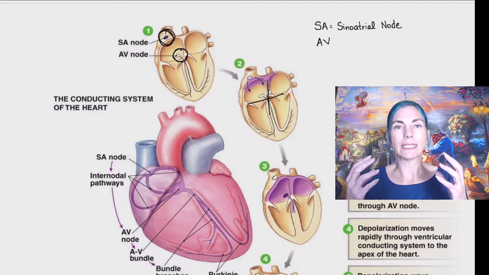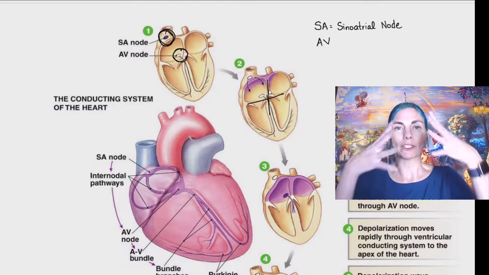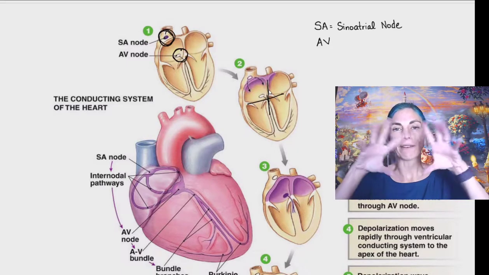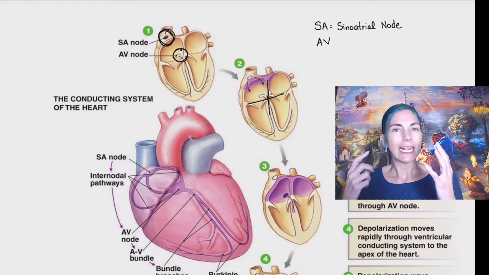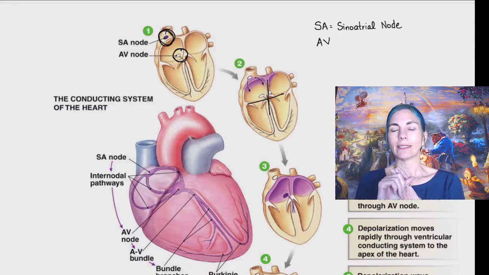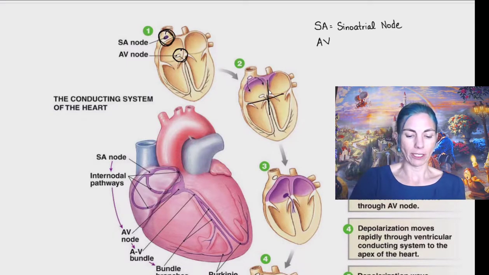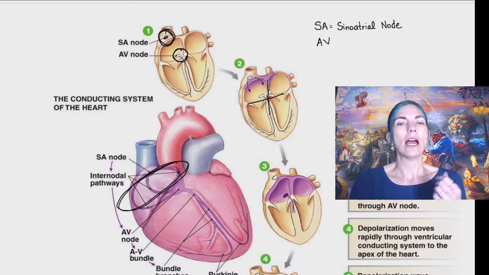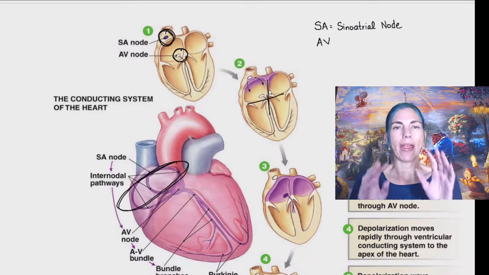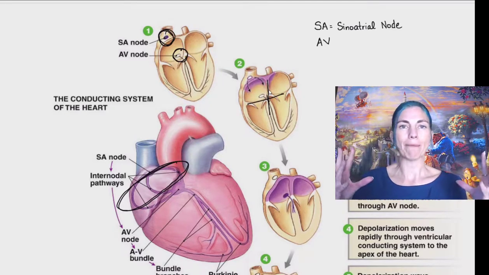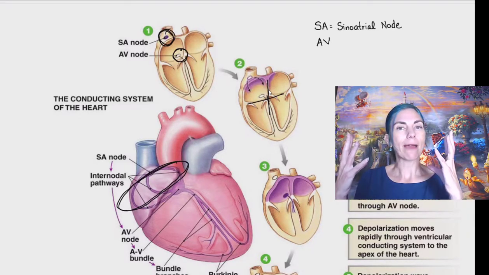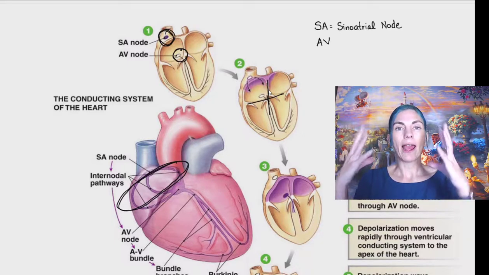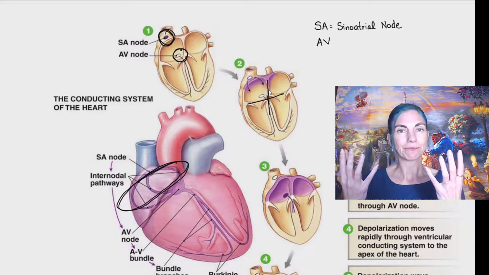Then the depolarization from that action potential leaks through gap junctions and sweeps over the atrial cells. Truth be told, there's actually two ways that this happens. One is through gap junctions, and one is through specialized neurons called the internodal pathway. I don't focus on the internodal pathway. We're just going to assume that it's pretty much through gap junctions, so we get the sweeping of action potentials through these gap junctions in the atria, and that causes the atrial contraction.